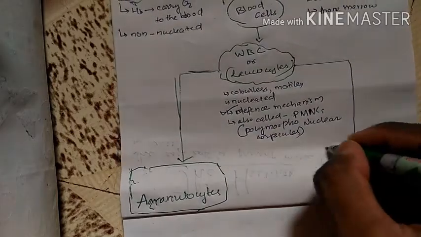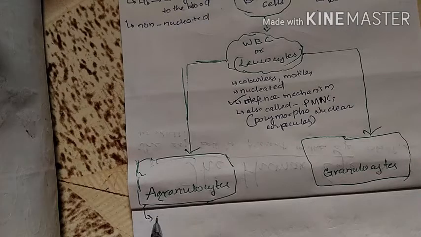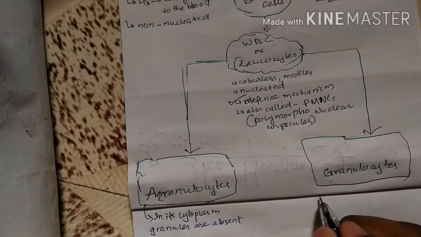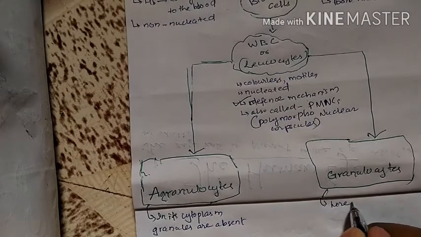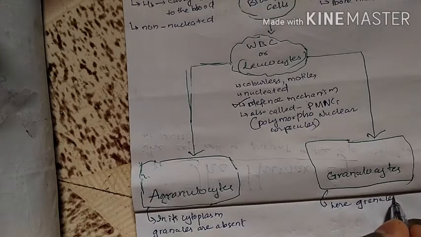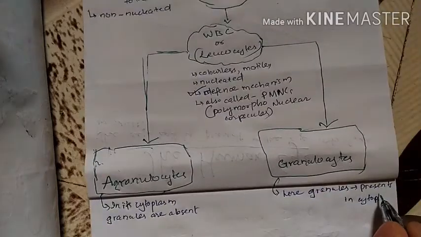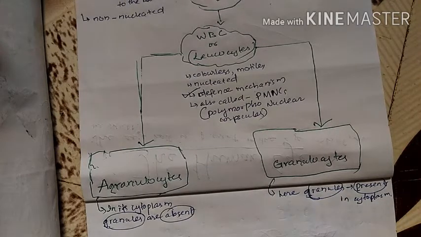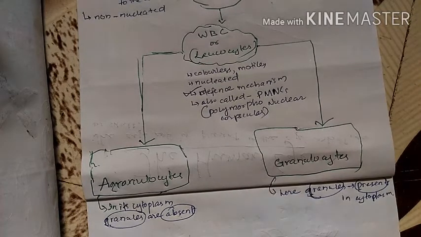Now we'll see one by one the types of agranulocytes and granulocytes, and why these are known as such. Agranulocytes: A means not, so granules are not there. In its cytoplasm, granules are absent, hence it is called agranulocytes. In granulocytes, it's positive, meaning it contains granules in its cytoplasm. Granules are present in the cytoplasm. Granules are absent in agranulocytes.